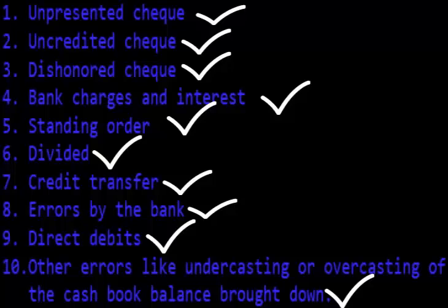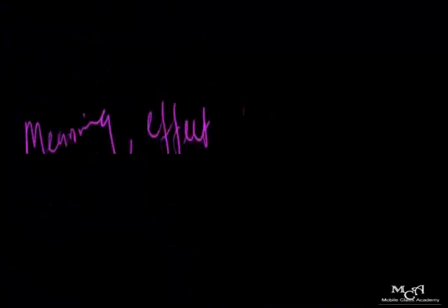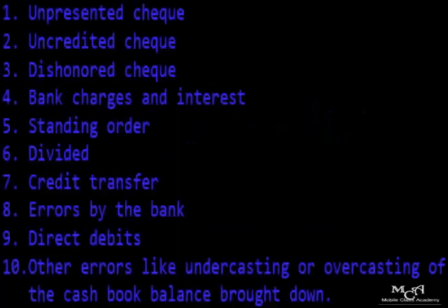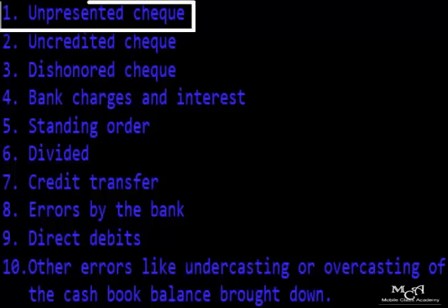So now we are going to look at the meaning, the effect, and the correction of each of these errors listed. Let's look at the reasons for disagreements between the cash book and the bank statement in detail. 1. Let's look at unpresented check.